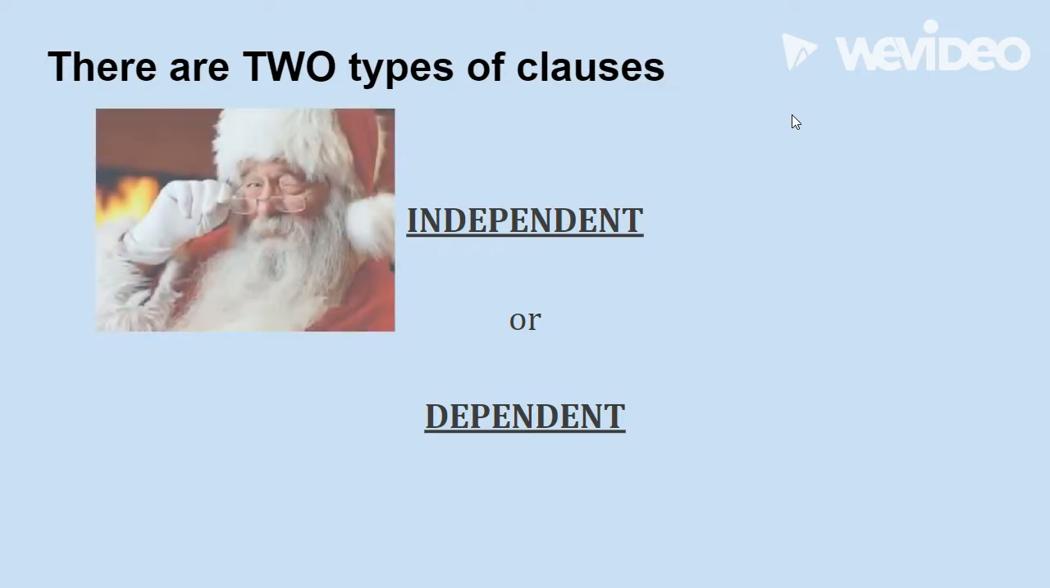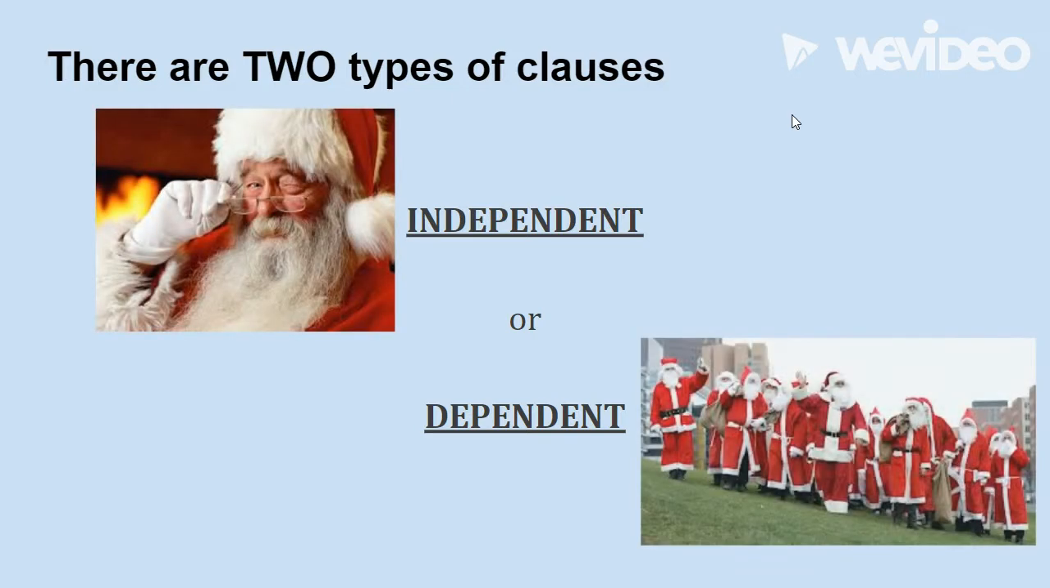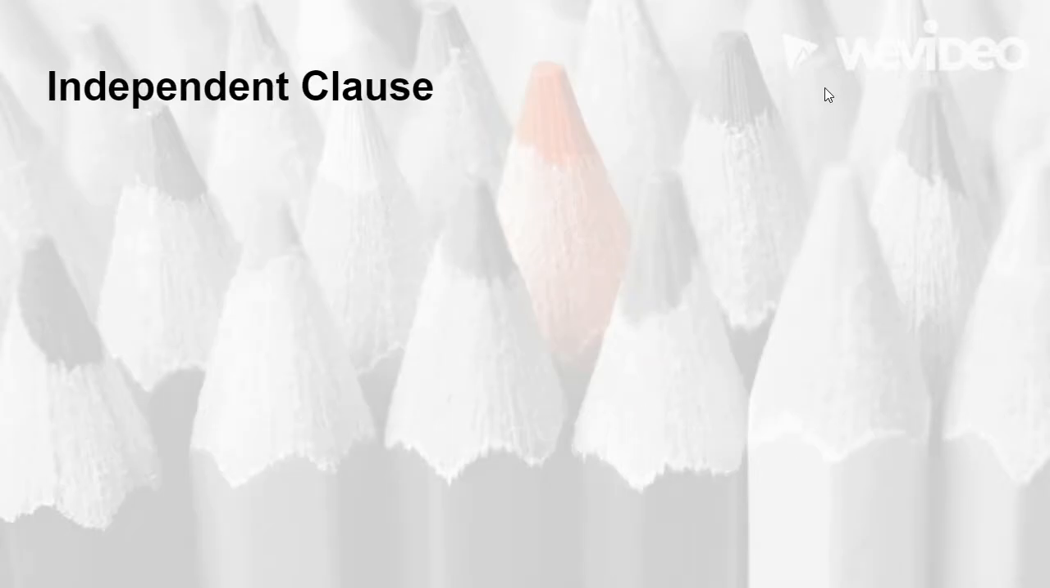There are independent clauses. Those are the ones that can stand on their own. And then there's dependent clauses that cannot stand on their own. They need to be paired with another clause. So think about Santa Claus. This first one, he's independent. He's all by himself. He doesn't need any other Santa Clauses. This Santa Claus is dependent. He needs a whole lot of other clauses, at least one other clause to help him out. So we'll start first with independent clauses.